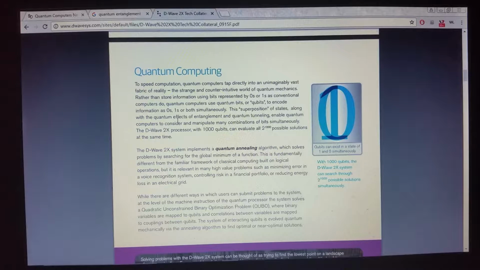This superposition of states, along with the quantum effects of entanglement and quantum tunneling, enable quantum computers to consider and manipulate many combinations of bits simultaneously. The D-Wave 2 processor with 1,000 qubits can evaluate all 2 to the 1,000 possible solutions at the same time.